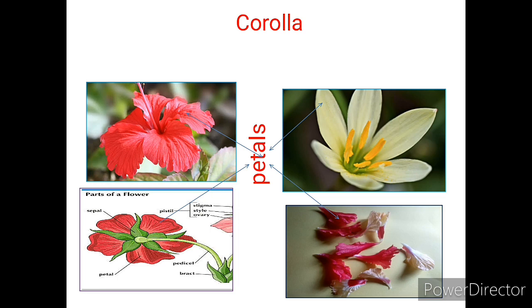corolla. It is the second whorl. It consists of petals, which are brightly colored and scented. So this is the most beautiful part of the flower. Petals protect the reproductive parts of a flower. They also attract insects like bees and butterflies, which help in pollination. So this is the second whorl of the flower.